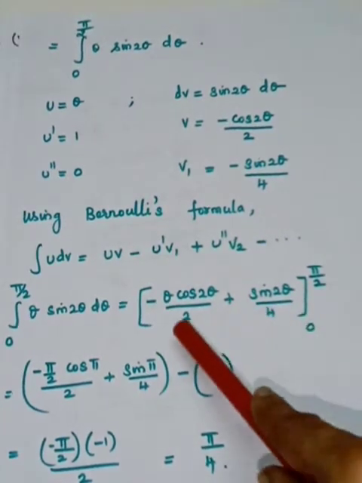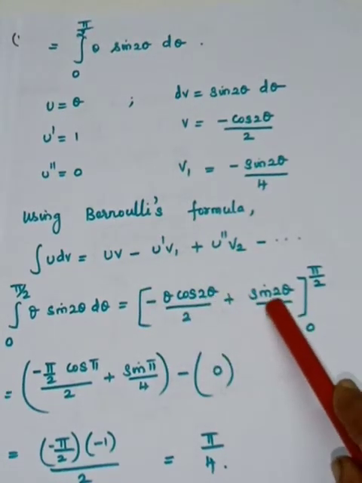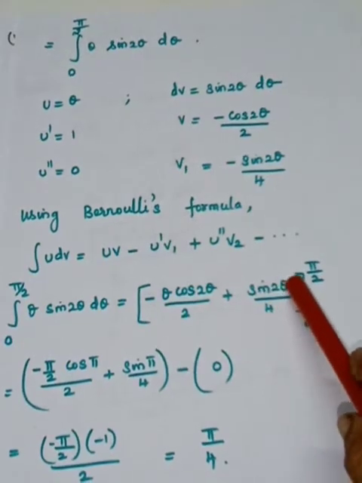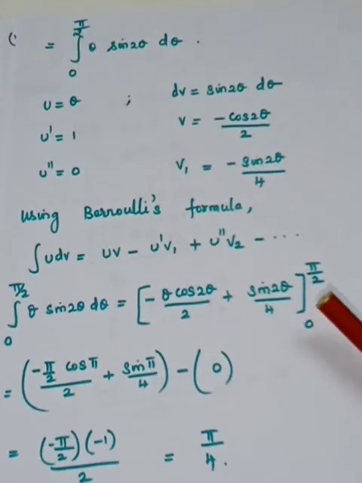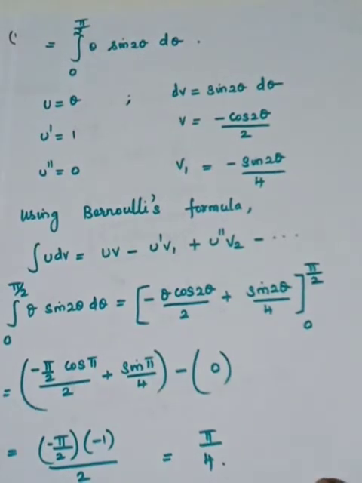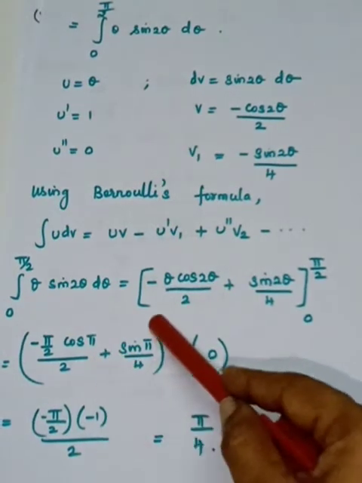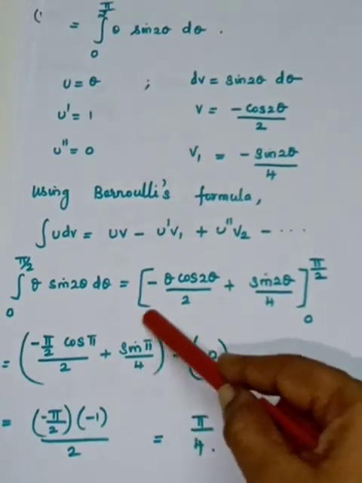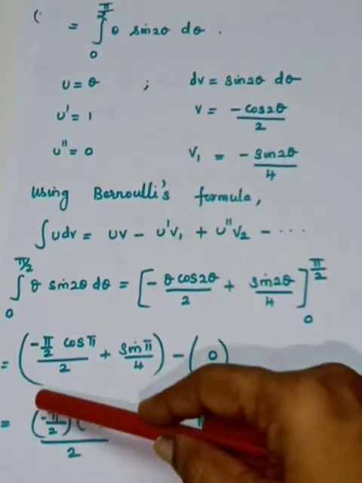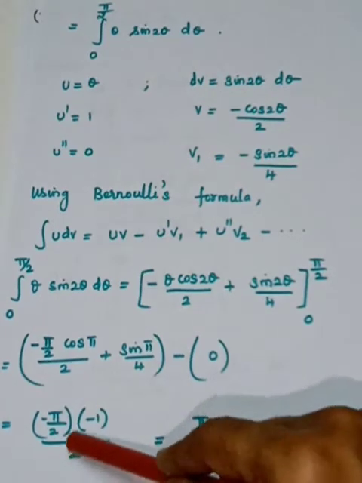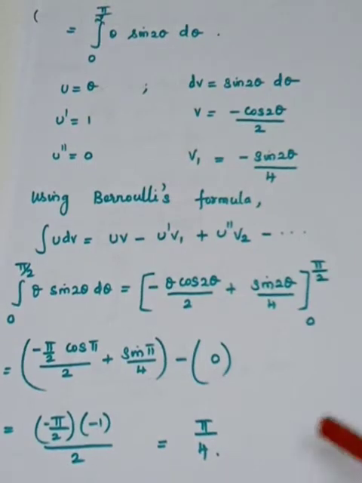Lower limit is 0. So in the place of theta, if you substitute 0, the whole term will become 0. Here you have sin 2 into 0, so sin 0 by 4. Sin 0 is 0. So the lower limit is fully 0. And here you see that minus pi by 2, cos pi is minus 1 by 2. Sin pi is 0, so this term will become 0. So you will get this. If you multiply, it is pi by 2 by 2. This 2 also in the denominator, this 2 also in the denominator. So your answer is pi by 4.